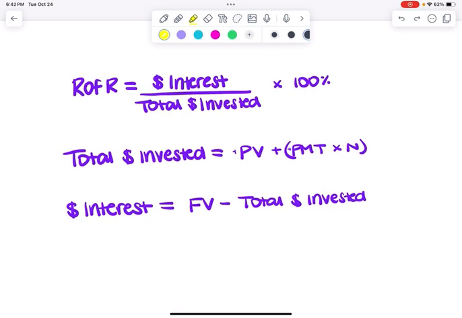Now, to figure out that denominator and that numerator, I've broken it down so that this is our true and tested, no matter what happens, way that I could use TVM to help me figure out my rate of return.